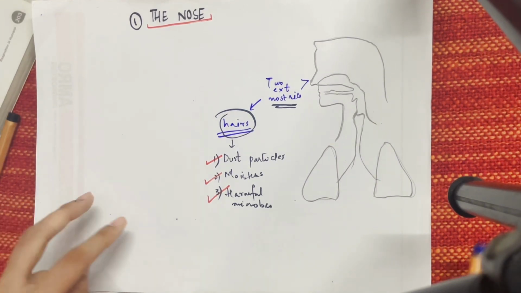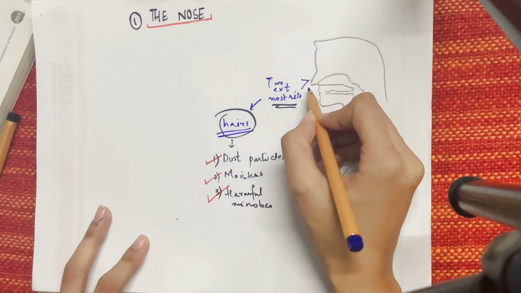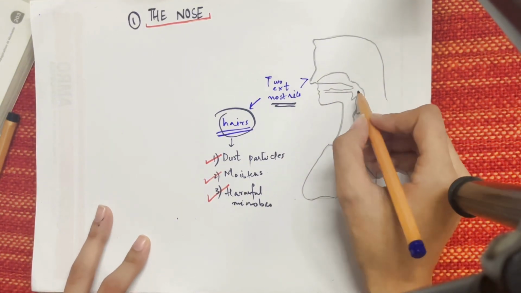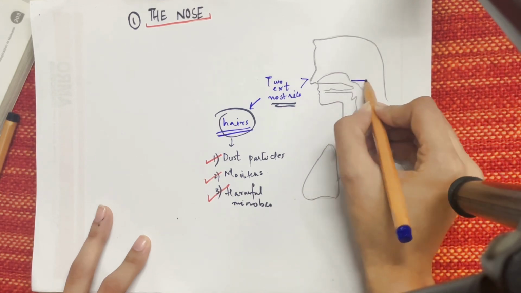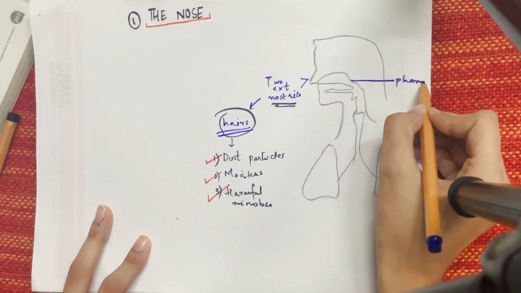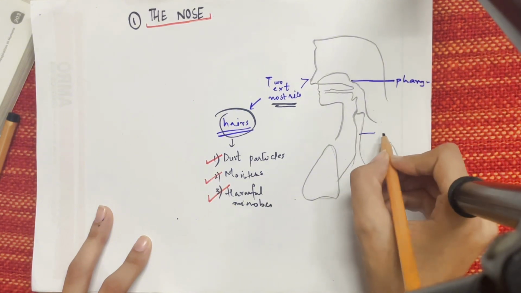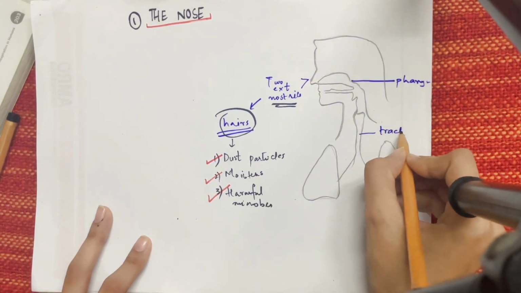Then what happens is that once the air has entered into your body through the two external nostrils, it goes through the air pathway and then it enters into your pharynx. This area is termed the pharynx, then it goes into the larynx, and then there's a pathway that we call an air pipe, or you can call it the trachea.